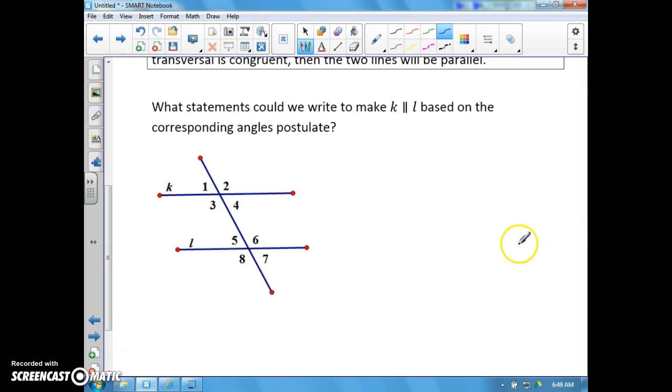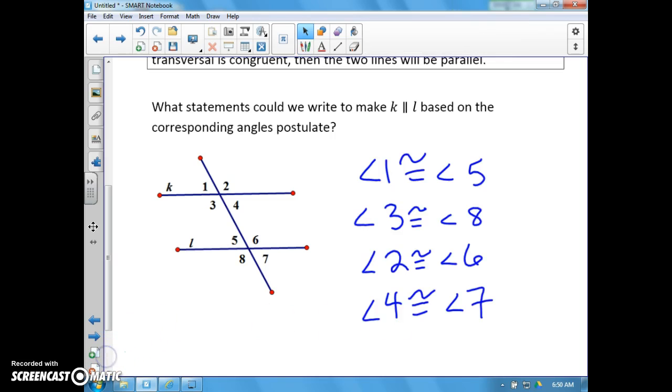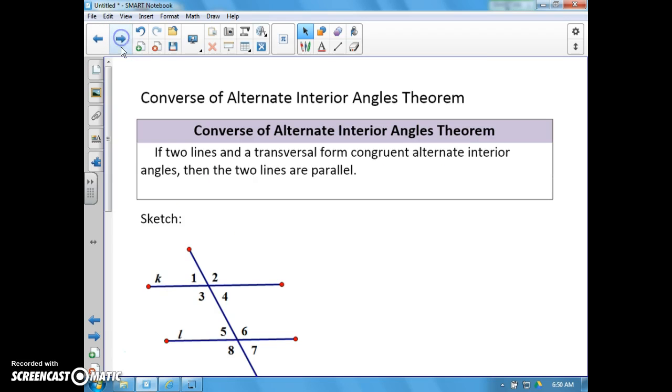So looking at this, what statements would we write to make K parallel to L based on the corresponding angles postulate? Take a moment and write down your answer before continuing the video. Check your answers against mine. If we are given that any of the corresponding angles are congruent, then those two lines are parallel.